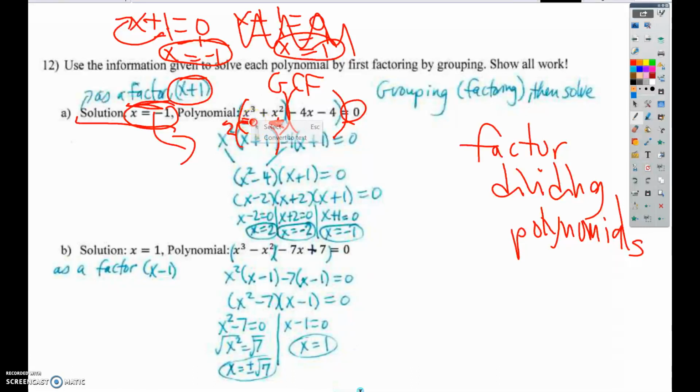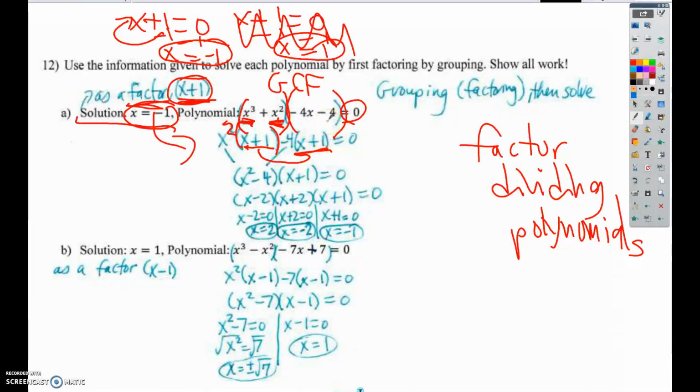x cubed divided by x squared is x. x squared divided by itself is 1. Now notice, x plus 1 matches x plus 1. That means I have done the correct factoring on my first set of parentheses. If I've done my factoring correctly on my first set of parentheses, I want to rewrite x plus 1 on the right so that I can now factor something out of negative 4x minus 4 that is going to leave x plus 1 behind.